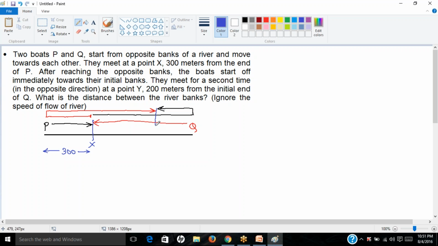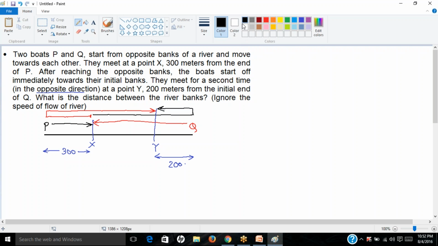It is mentioned that they met for the second time at a point Y, 200 meters from Q's initial end. Q's initial end, okay? So this is 200. So this data is known to us. And it is also mentioned that they met in opposite directions the second time as well.